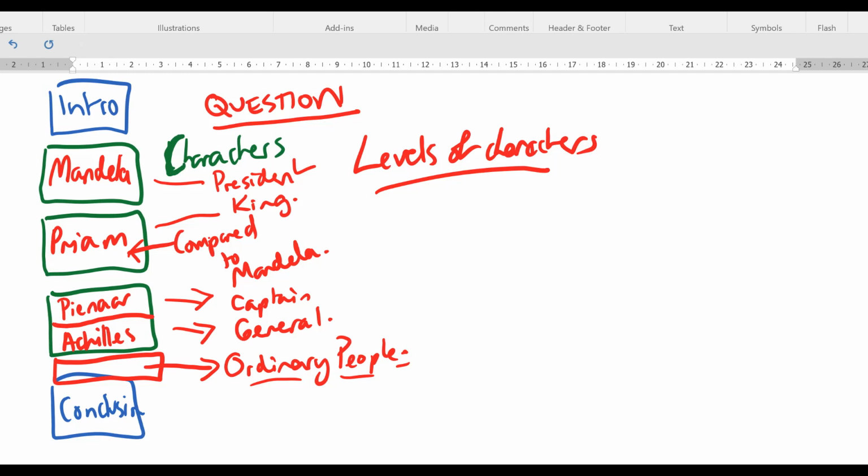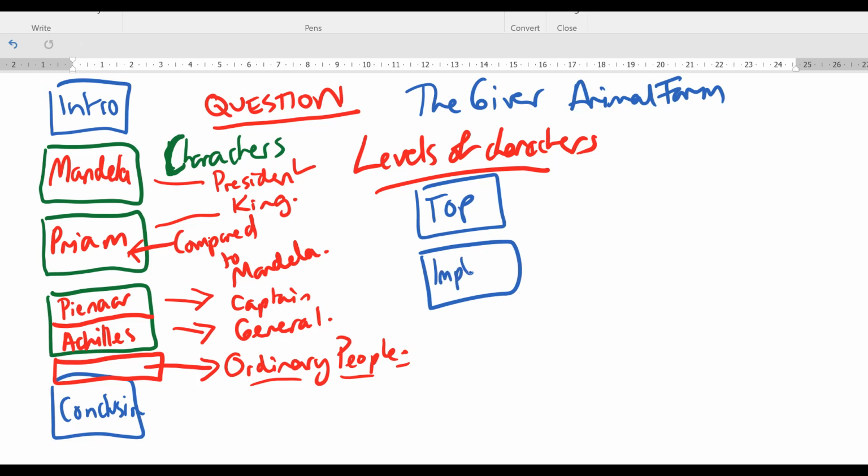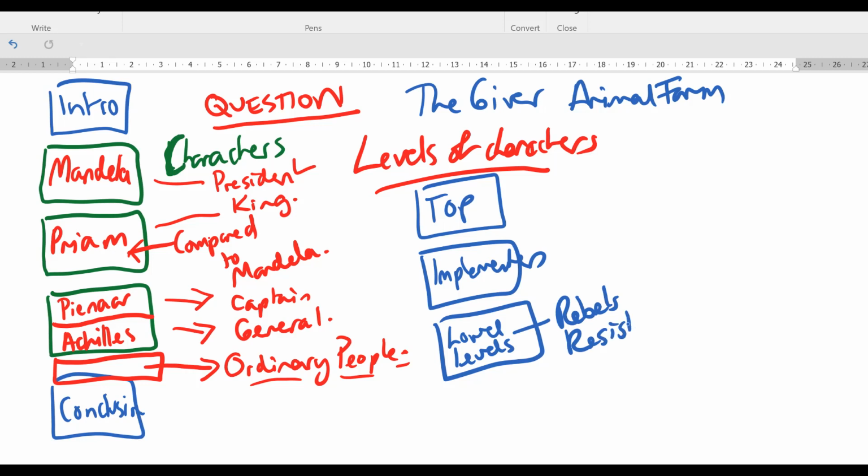And interestingly, this model could potentially work reasonably well for the two texts we're comparing in Year 10, which is The Giver and Animal Farm. So you could think about a society where you've got the people at the top making the decisions. You've got the next level of people who are the kind of implementers. And then maybe at the next level you've got the people at the lower levels of society, or alternatively, you could discuss rebels or resistors, those who resist. So there's sort of ways of thinking about your characters to organise an essay as well, and that can be very versatile.